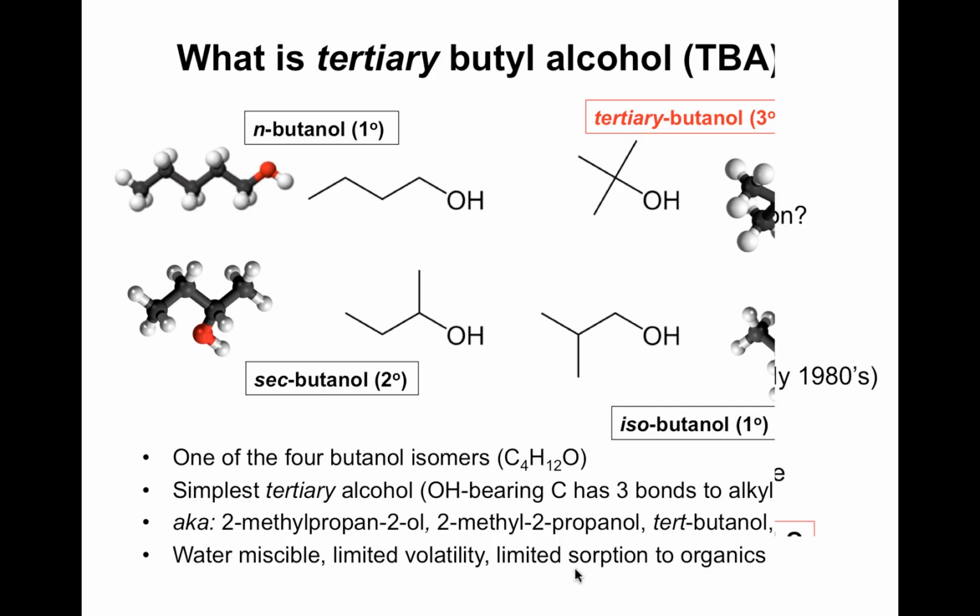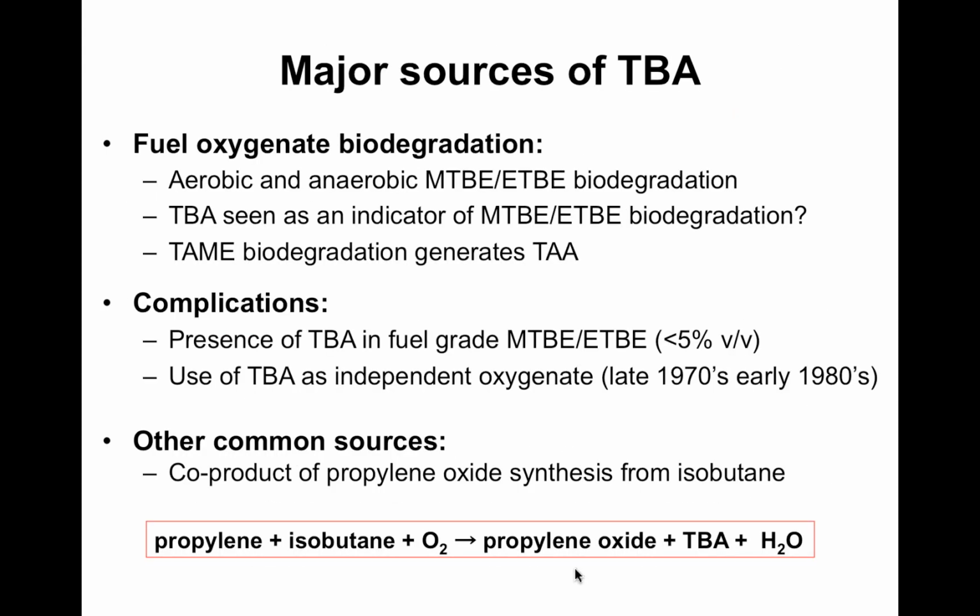The major sources of TBA obviously are the biodegradation of ether oxygenates, so both the aerobic and anaerobic degradation of MTBE, methyl tertiary butyl ether, and ETBE give rise to TBA. And as such, TBA's accumulation is often seen as a prima facie indicator of the degradation of those ether compounds. Unlike MTBE and ETBE, tertiary amyl methyl ether gives rise to tertiary amyl alcohol, TAA. So we're primarily looking at issues that impact MTBE and ETBE.